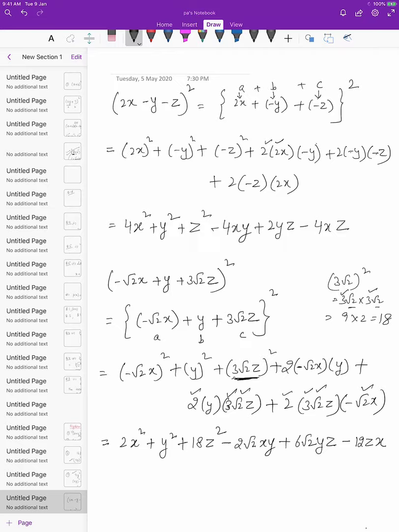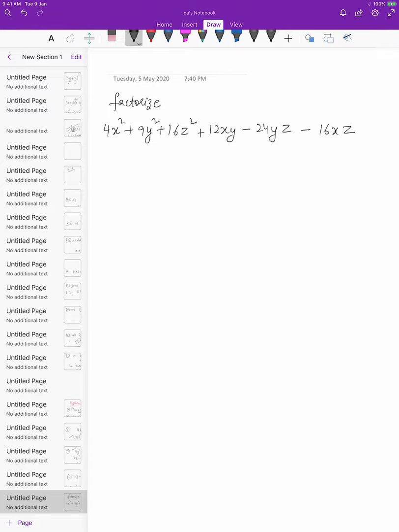So I hope you have understood how to expand using the identity (a + b + c) whole square. Now we will learn how to do the factorization by using this identity. Okay, let's take one example. Say factorize 4x square + 9y square + 16z square + 12xy − 24yz − 16xz.